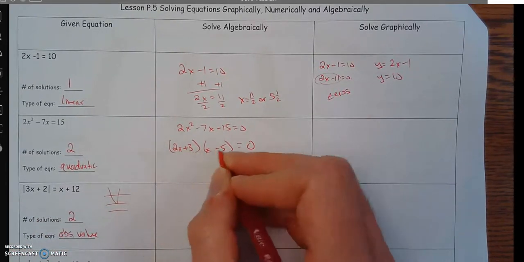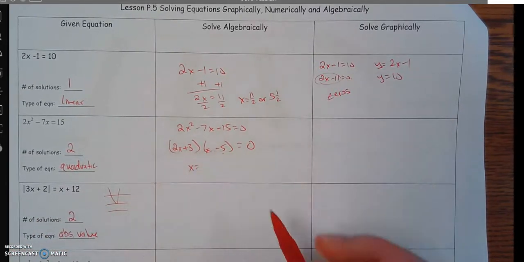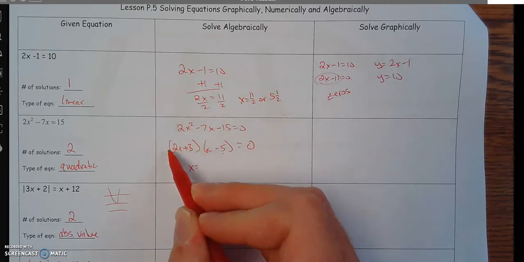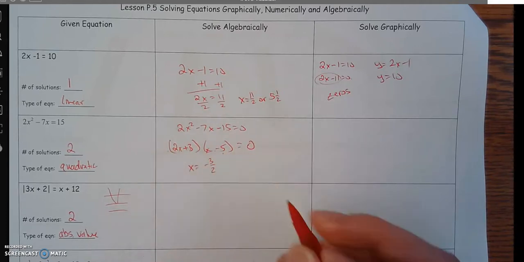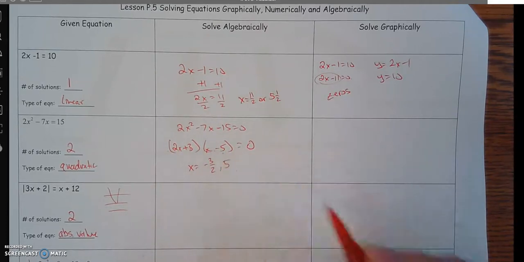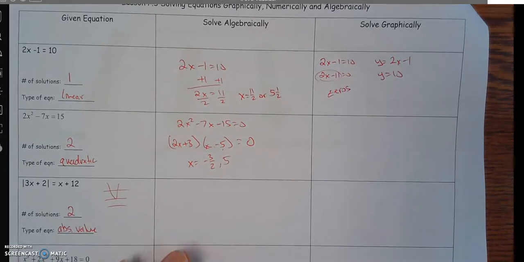And then if these multiply to equal 0, that means I'm going to have negative 3 divided by 2. So negative 3 halves. And then the other one would be 5. So negative 3 halves and 5. Now how would I solve that graphing?